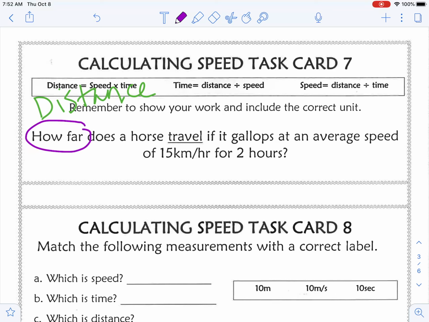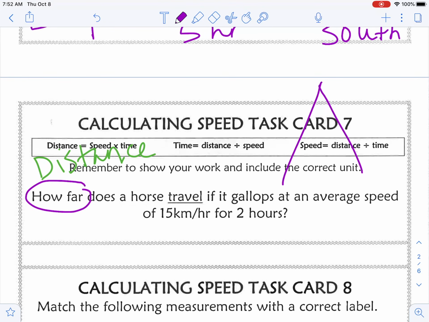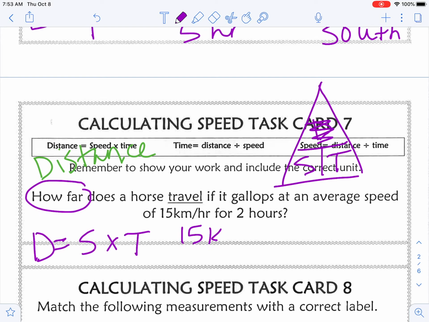So how far does a horse travel if it gallops at an average speed of 15 kilometers per hour for 2 hours? So let's draw our triangle, see what it is that we're trying to solve for this time. How far, that's going to be distance. So our formula is going to be speed times time. So now I'm ready to plug in my values. My value for speed is 15 kilometers per hour. My time is 2 hours.